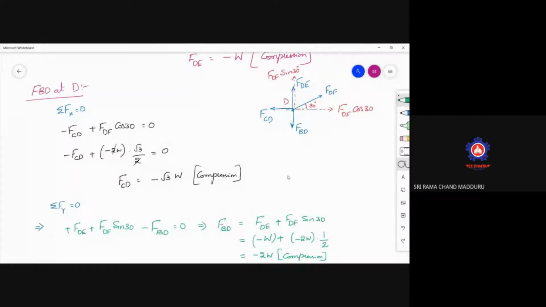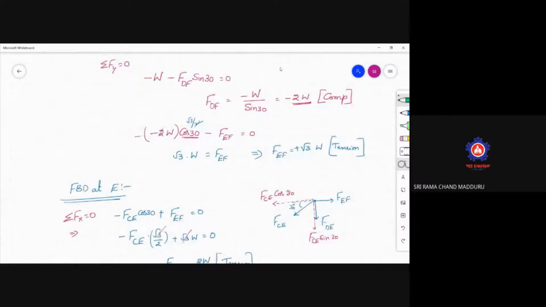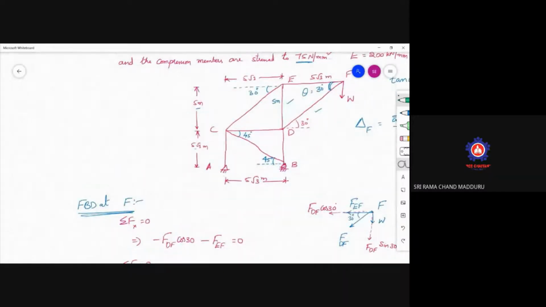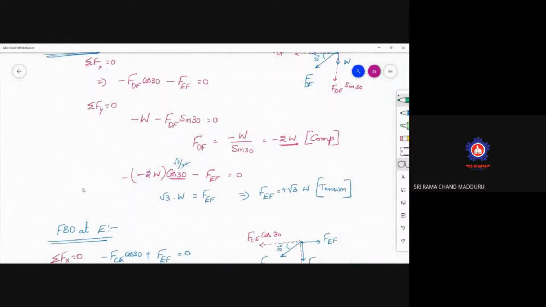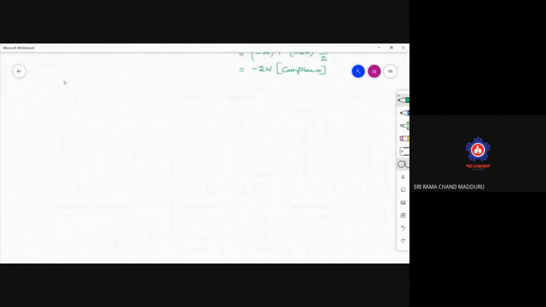After calculating the forces for CD and BD, what force do we require? Just see this. We got the answers here, here, here, here. And we should know the force in AC. That's it. So to get that one, take the free body diagram at C. We should know the force in AC. That's why I'm taking the free body diagram at C.